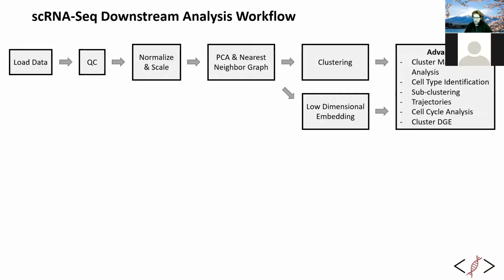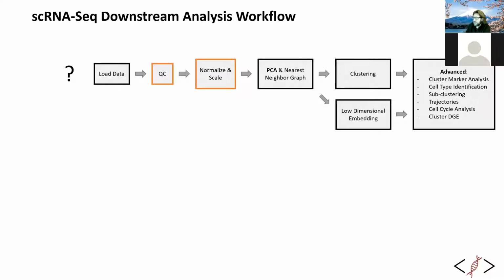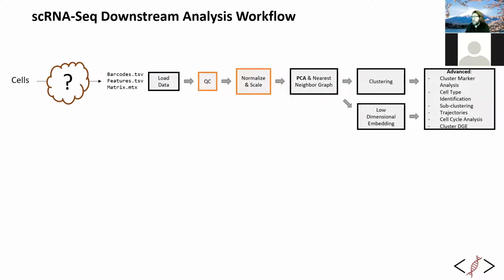So we showed this workflow last time. This is the downstream data processing workflow with scRNA and R. Today we're going to talk about quality control, and we're going to talk about normalization and scaling. But I also want to touch briefly on what happens before all of this. What happens in the upstream component of your single cell RNA-seq workflow? And how do you get from cells to your barcodes, features, and matrix files? So let's take a look at that workflow now.